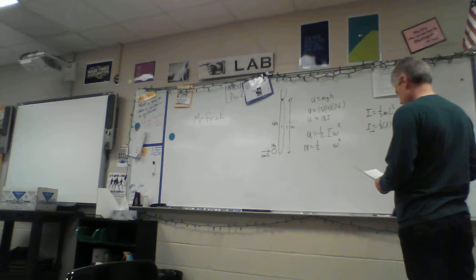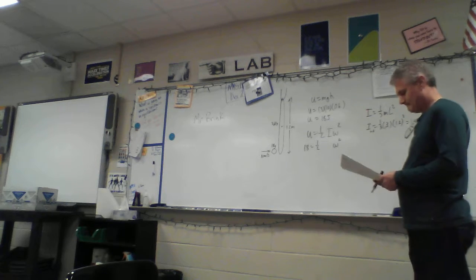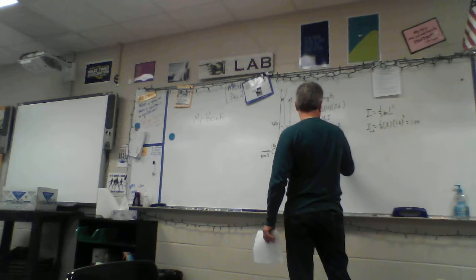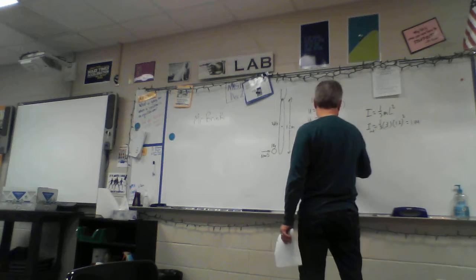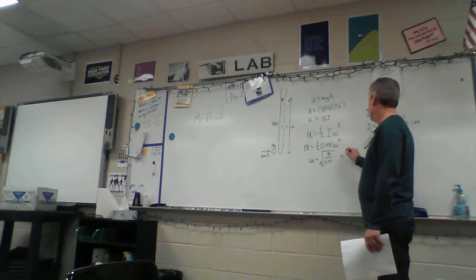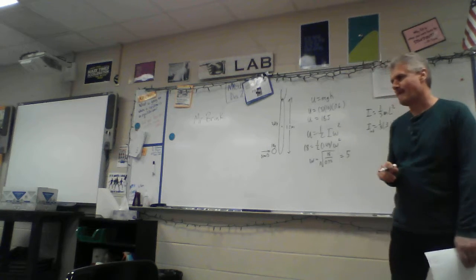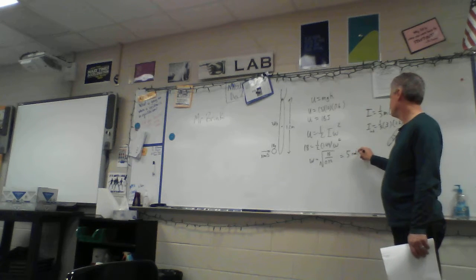Alright, so plug that in here. Solve for omega. So omega is equal to the square root of 18 divided by half of that, which is 0.72. And that should give you 5. And what are the units for omega? Radians per second. Good, radians per second.